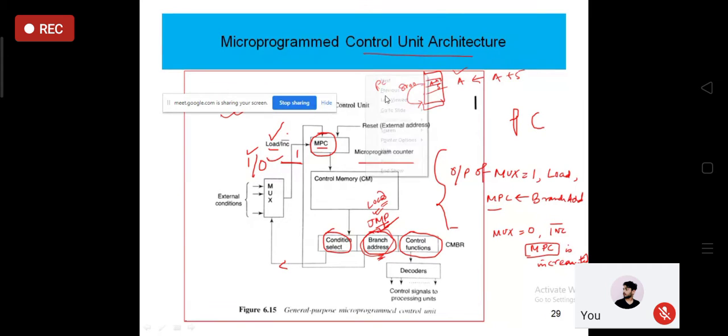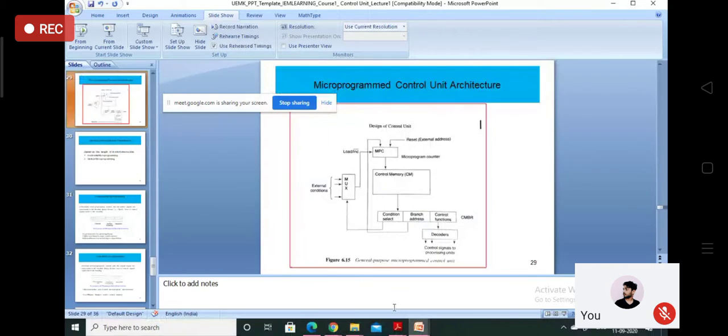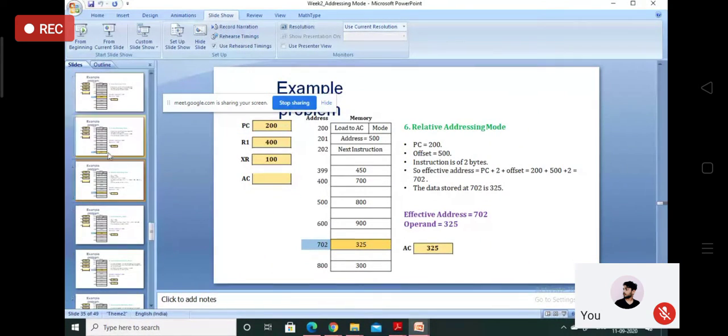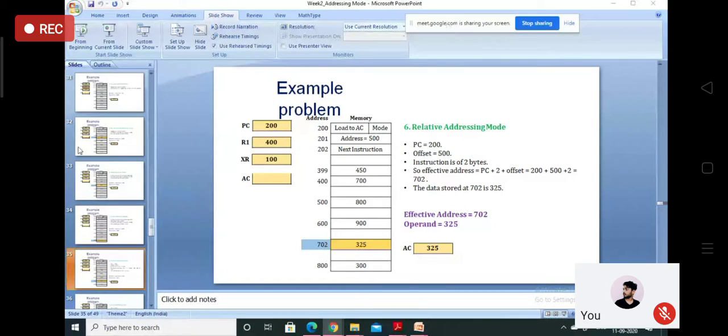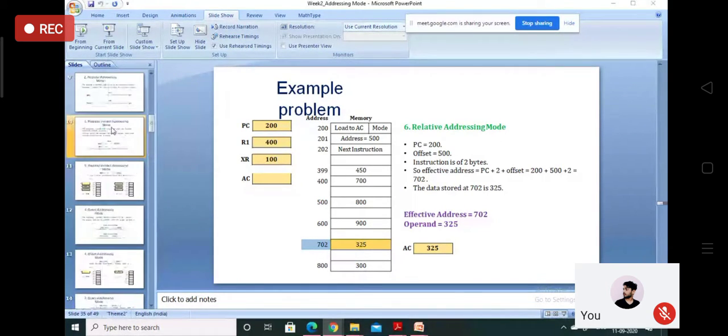I'm just skipping the slide, okay? Because you do not know this one. Can you see this? Yes, ma'am. Have you done this type of question?